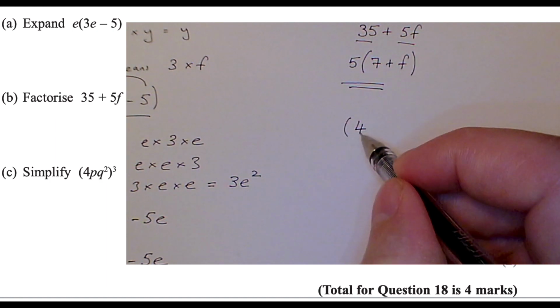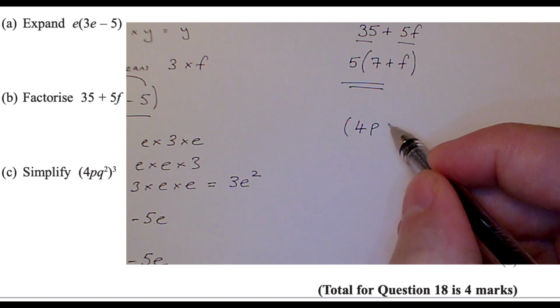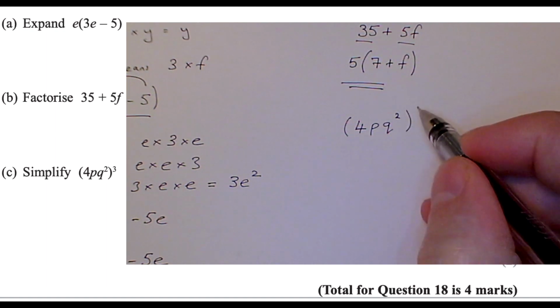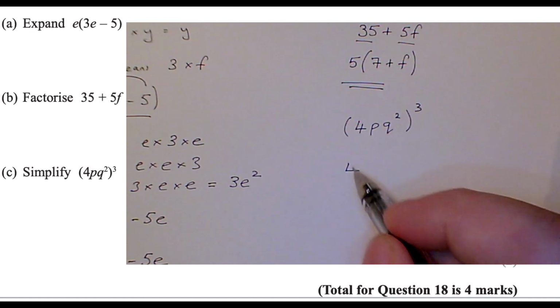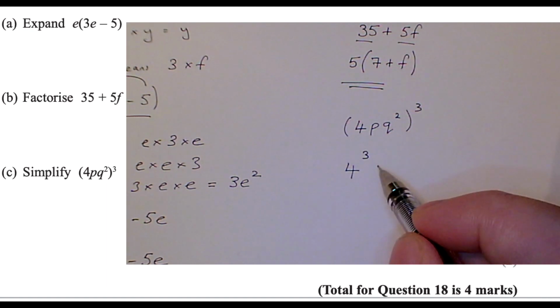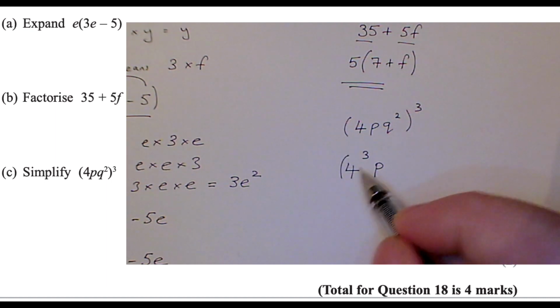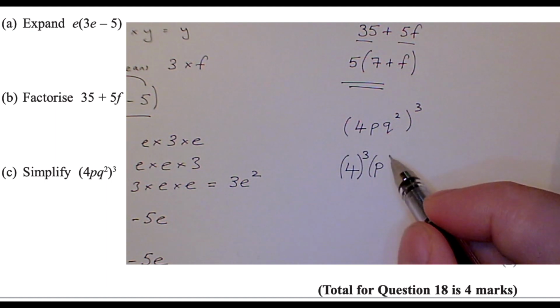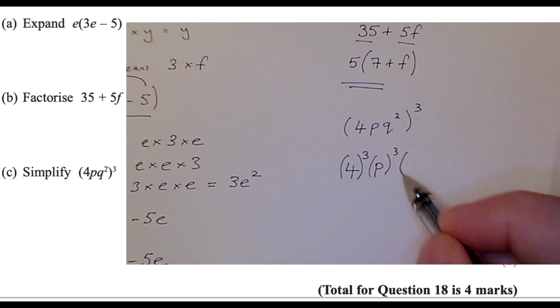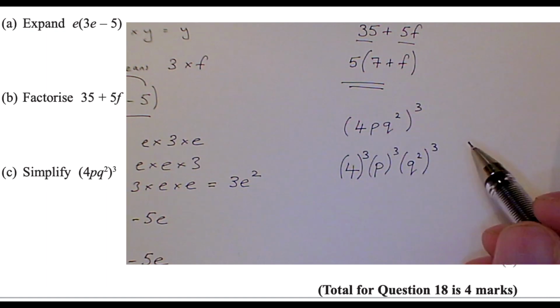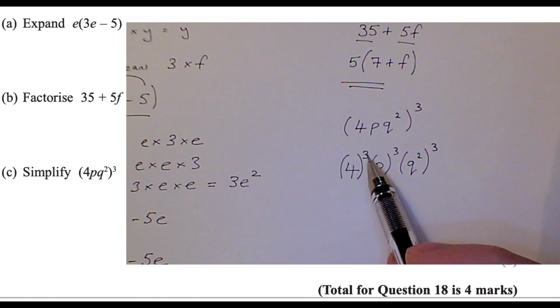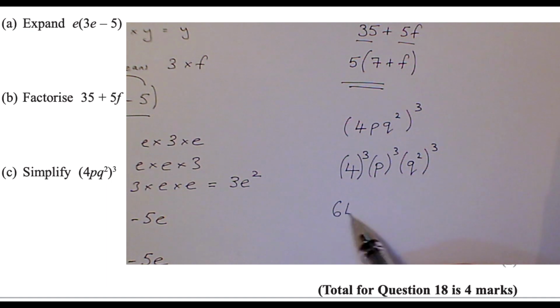We have factorised it. Okay, the last one, 4pq squared all to the power of 3. That to the power of 3 has to operate on everything inside the brackets. So I'm going to expand them, so it means 4 to the power of 3, p to the power of 3, and q squared to the power of 3. And now I can do the bit of maths, because I know that 4 to the power of 3 means 4 times by 4 times by 4, which is 64.